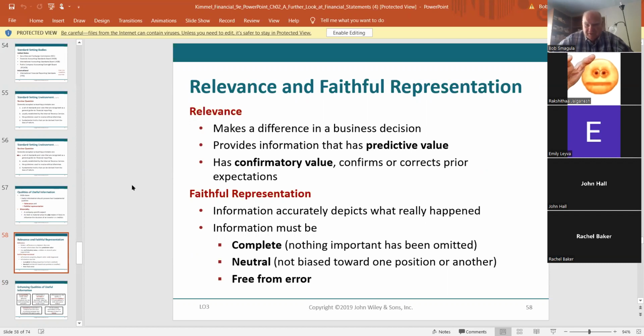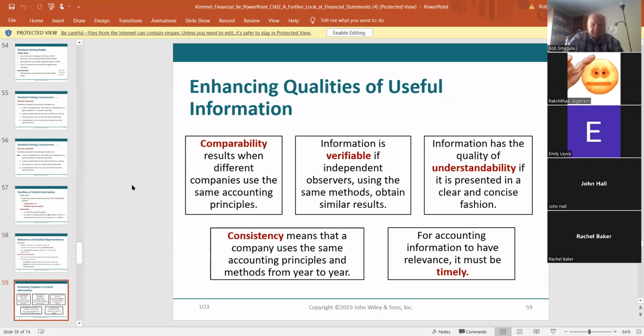Faithful representation means that the auditor is giving the complete information, and he's neutral. He's not biased toward one position or another, and it's free from error. You can have confidence that it was faithfully represented.